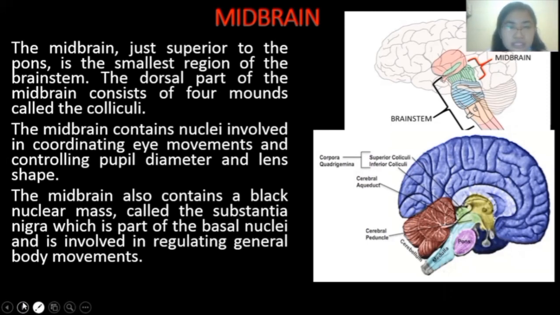The midbrain contains nuclei involved in coordinating eye movements and controlling pupil diameter and lens shape. The midbrain also contains a black nuclear mass called the substantia nigra, which is part of the basal nuclei and is involved in regulating general body movement.